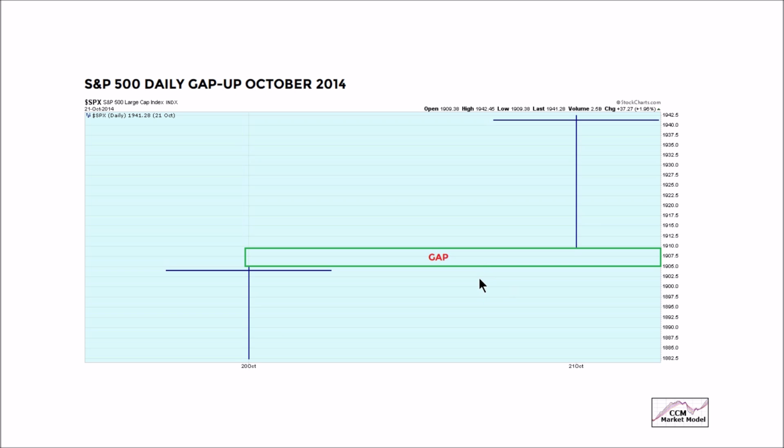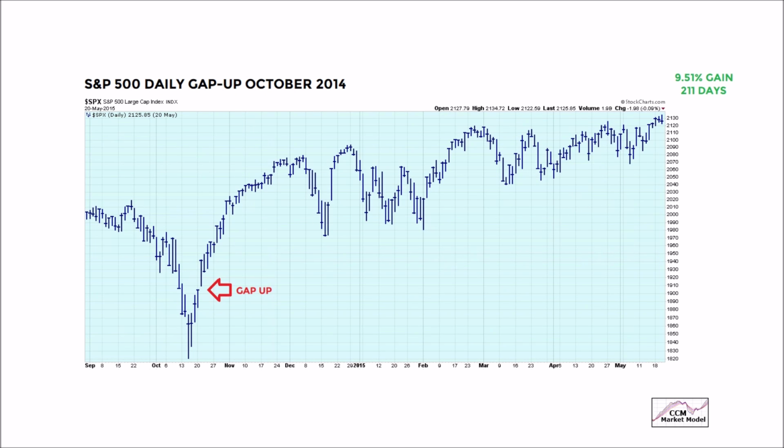Markets do like to fill gaps. How long did it take to fill this gap? And what happened after this point here? The answer is, if we stayed in 100% cash because we knew with 100% certainty that the market was going to come back and fill this gap, we would have missed a 9.51% gain from the close on this day here to this peak here. And that gap was not closed for 211 calendar days.